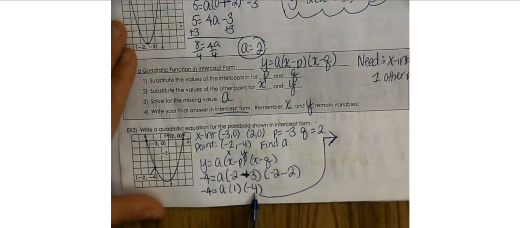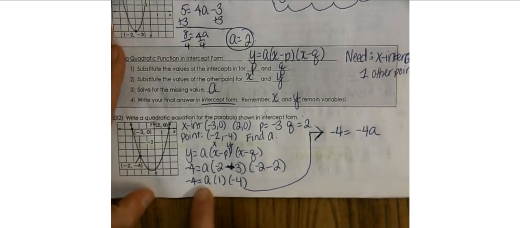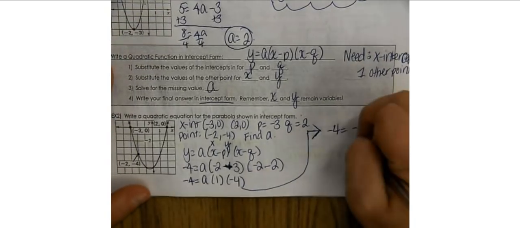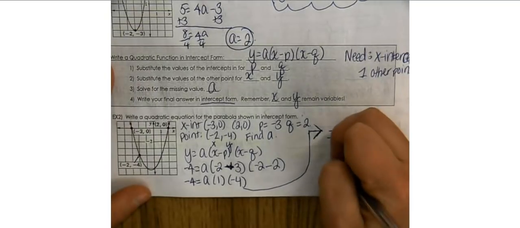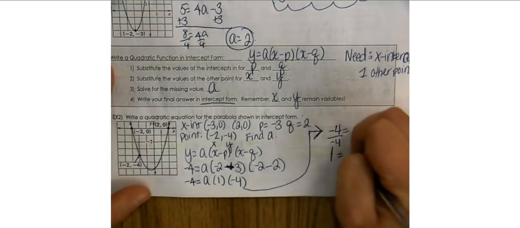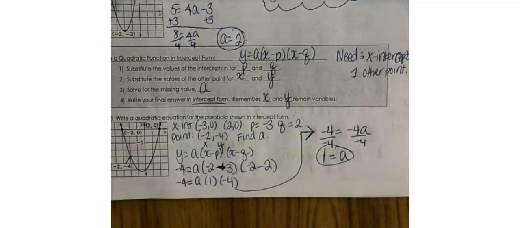1 times negative 4 is negative 4. So this is negative 4 is equal to negative 4a. So I'm just putting that negative 4 in front of the a value. At this point, I'm going to divide both sides by negative 4, and I find that positive 1 is equal to a.